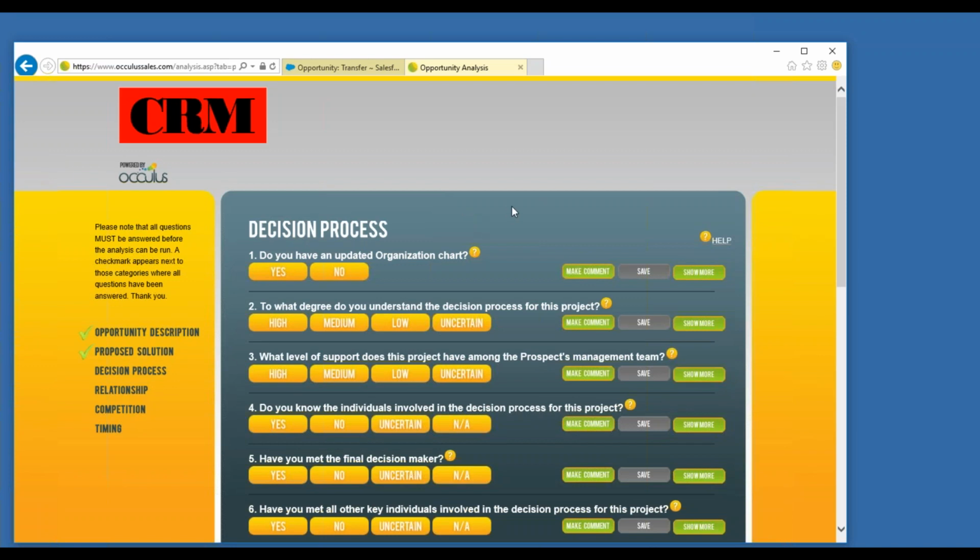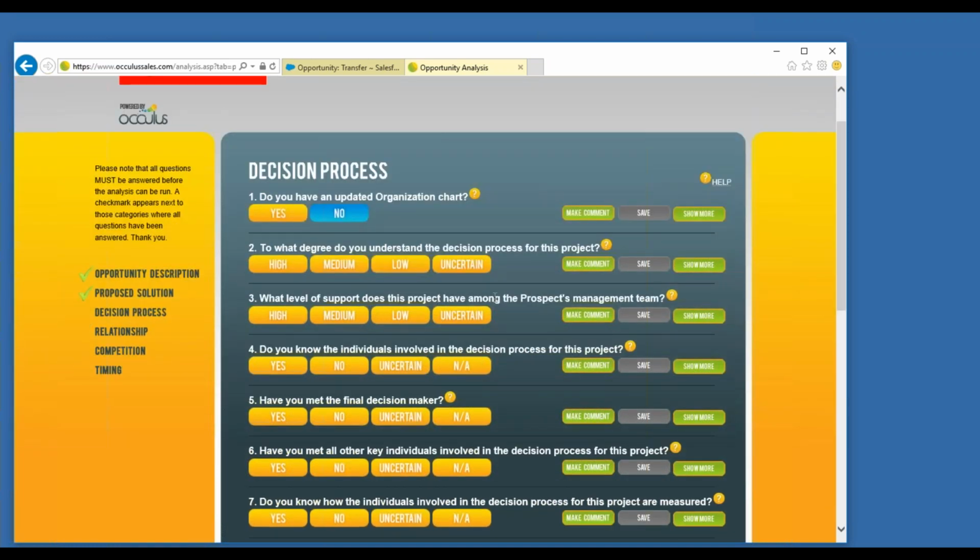And here, the first question is, how does this prospect buy what I'm selling? So the first thing we need to know, that Occulus is asking, do I have an updated organization chart? Now, this is not a corporate organization chart. This is just the organization chart associated with this project. And the answer is I don't at this time, but I do have to get one. To what degree do I understand the decision process for this project? At this point in time, I know my contact and her boss, but that's about it.